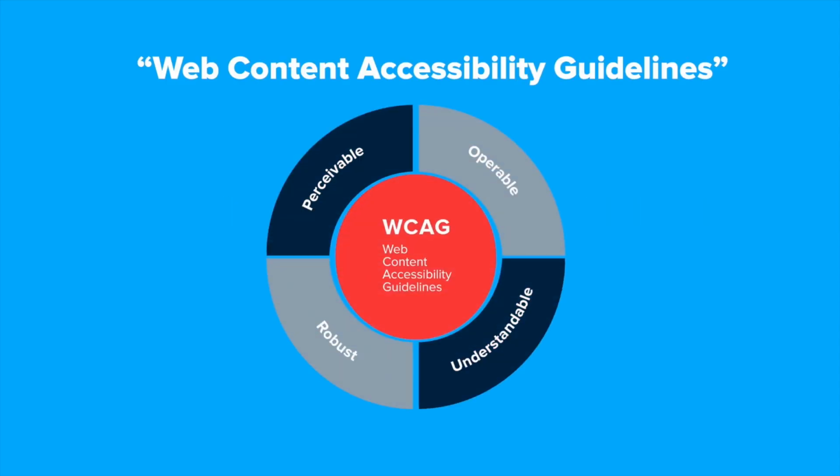WCAG stands for Web Content Accessibility Guidelines. It's composed of 4 key pillars: perceivable, operable, robust, and understandable. The WCAG is an internationally referenced set of guidelines that's on a quest to help standardize the practice of ensuring web content is built to be experienced by all.